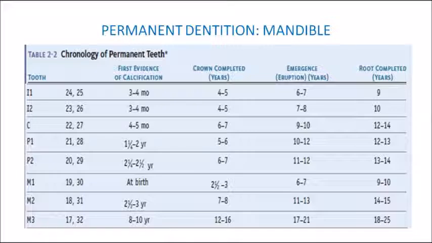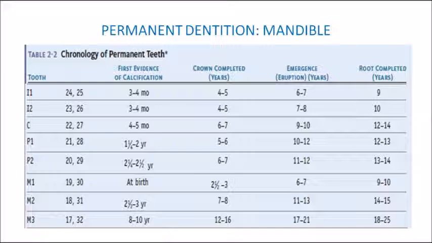Similar to the upper arch, the root completion is happening within 2 to 3 years of time period for the lower permanent dentition as well. So for the first permanent molars, the root completion is happening at around 9 to 10 years of age. Central incisors, it is 9 years of age. Lateral incisors, it is 10 years of age. Canines, it is 12 to 14. Premolars, it is 12 to 13. For the first premolar, second premolar it is 13 to 14, second molars it is 14 to 15, and finally your third molar at 18 to 25.